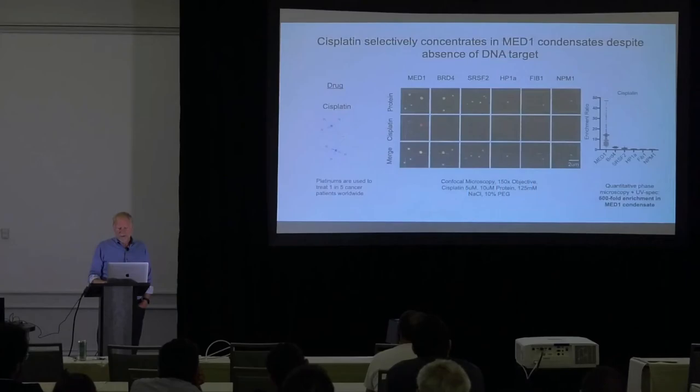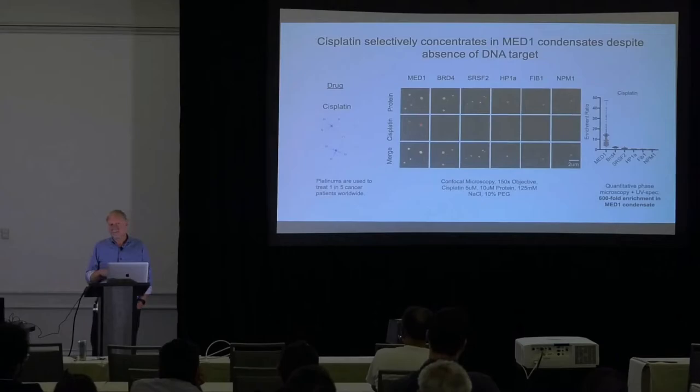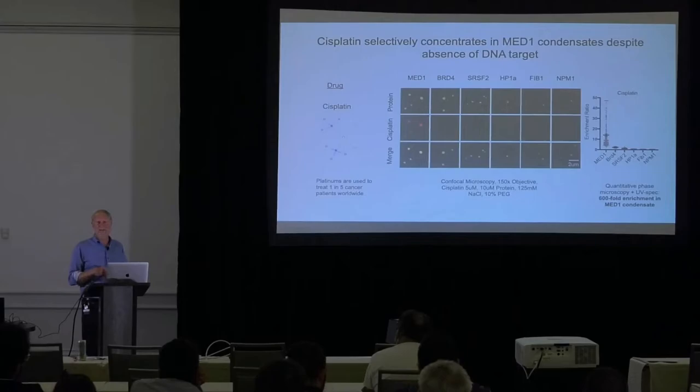By contrast, there were some drugs that would concentrate selectively in a subset of these homopolymer condensates. And one that particularly interests us was cisplatin, because this is the most widely used anti-cancer drug. It's used in 1 in 5 patients worldwide. And the reason it's so widely used is because, despite the fact that it's toxic, it is very efficacious. So what's it doing concentrating in these MED1 condensates?